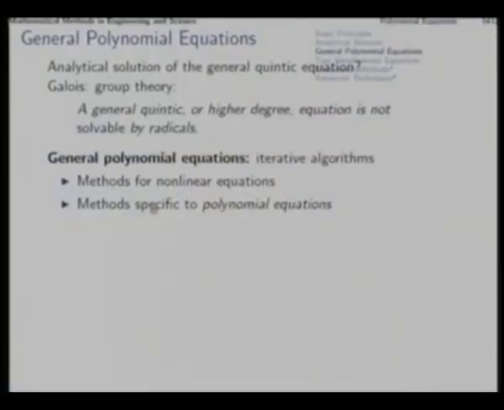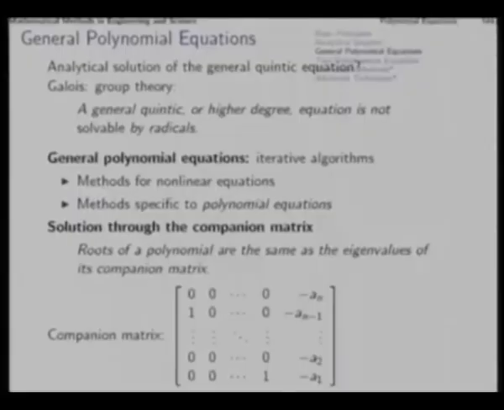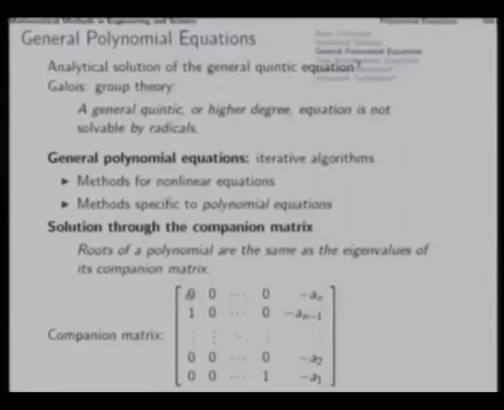So the specific methods for polynomial equations are somewhat analytical. They have an analytical base, and partly they are numerical, partly iterative. So one method is through the companion matrix. In one of the exercises in one linear algebra chapter in the textbook, you might have found a problem in which it was asked to find the characteristic polynomial of this matrix.